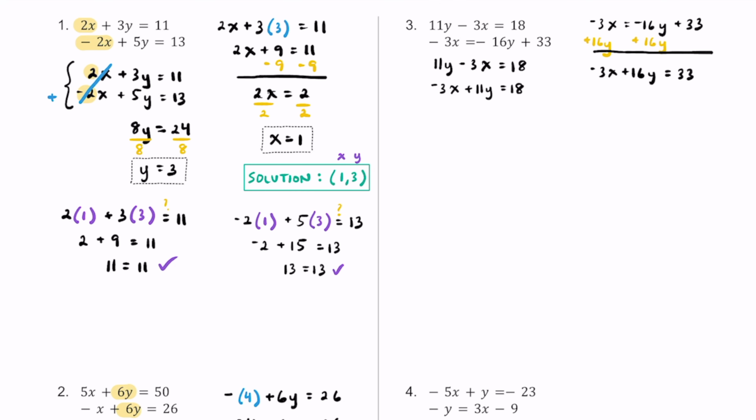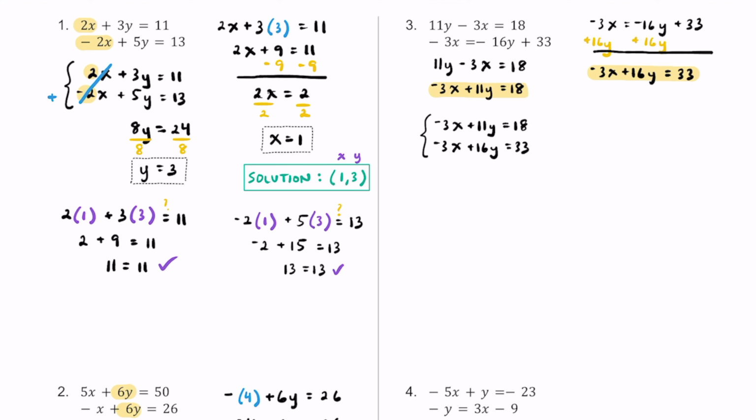Okay, so we have these two equations now. They're both written in standard form. So we have negative 3x plus 11y equals 18, and we have negative 3x plus 16y is equal to 33. So now that they are in the same order, let's go ahead and line them up on top of each other. So negative 3x plus 11y is equal to 18, and then negative 3x plus 16y is equal to 33. Okay, now everything is lined up really nicely.